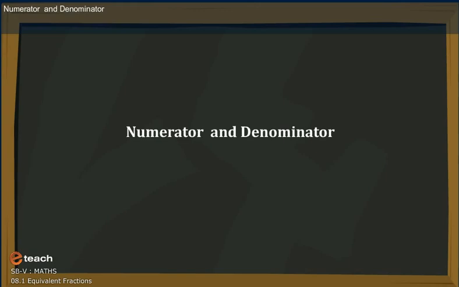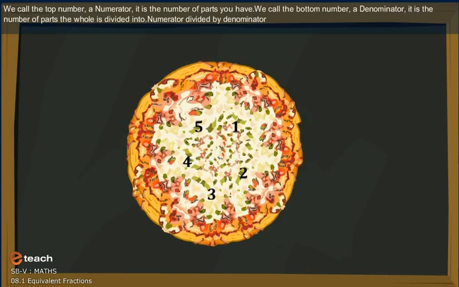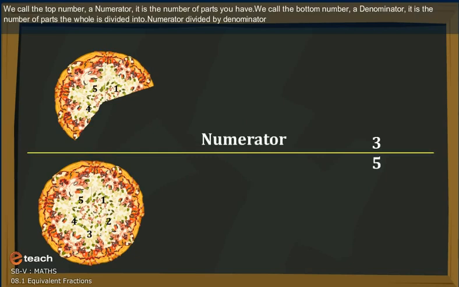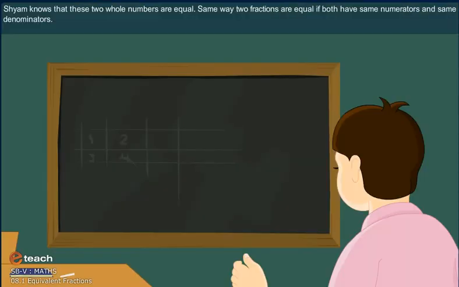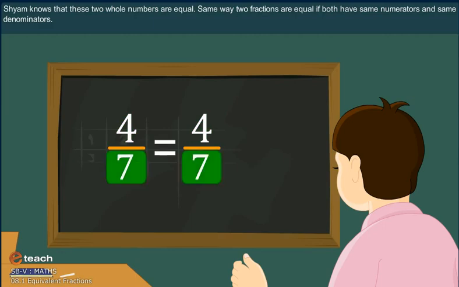Numerator and denominator. We call the top number a numerator. It is the number of parts you have. We call the bottom number a denominator. It is the number of parts the whole is divided into. Numerator divided by denominator. Shyam knows that these two whole numbers are equal. Same way, two fractions are equal if both have same numerators and same denominators.